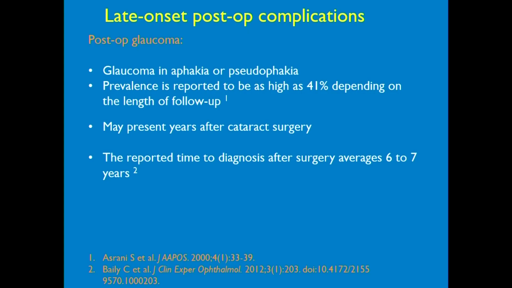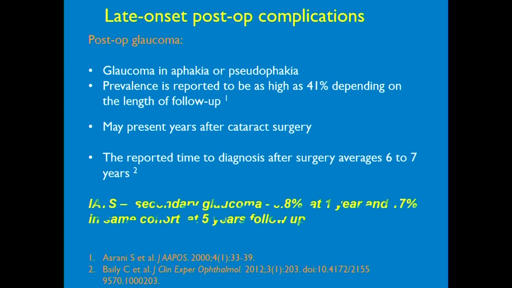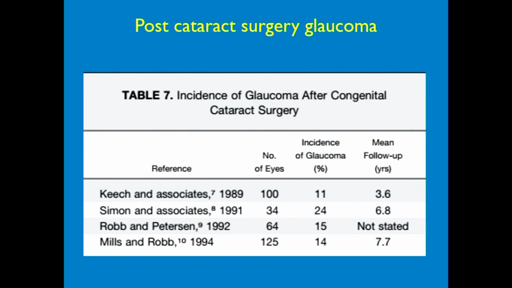So glaucoma can happen both in aphakia and pseudophakia. The prevalence is reported to be as high as 41% depending upon the length of the follow-up. The reported time to diagnosis after surgery is up to 6 to 7 years, and this is backed up by other studies also. So in IATS, the secondary glaucoma rate was 8.8% at 1 year, whereas when the same cohort was followed up for 5 years, it was up to 17%. There are some other older studies also apart from IATS where you can see how high the glaucoma rates are.